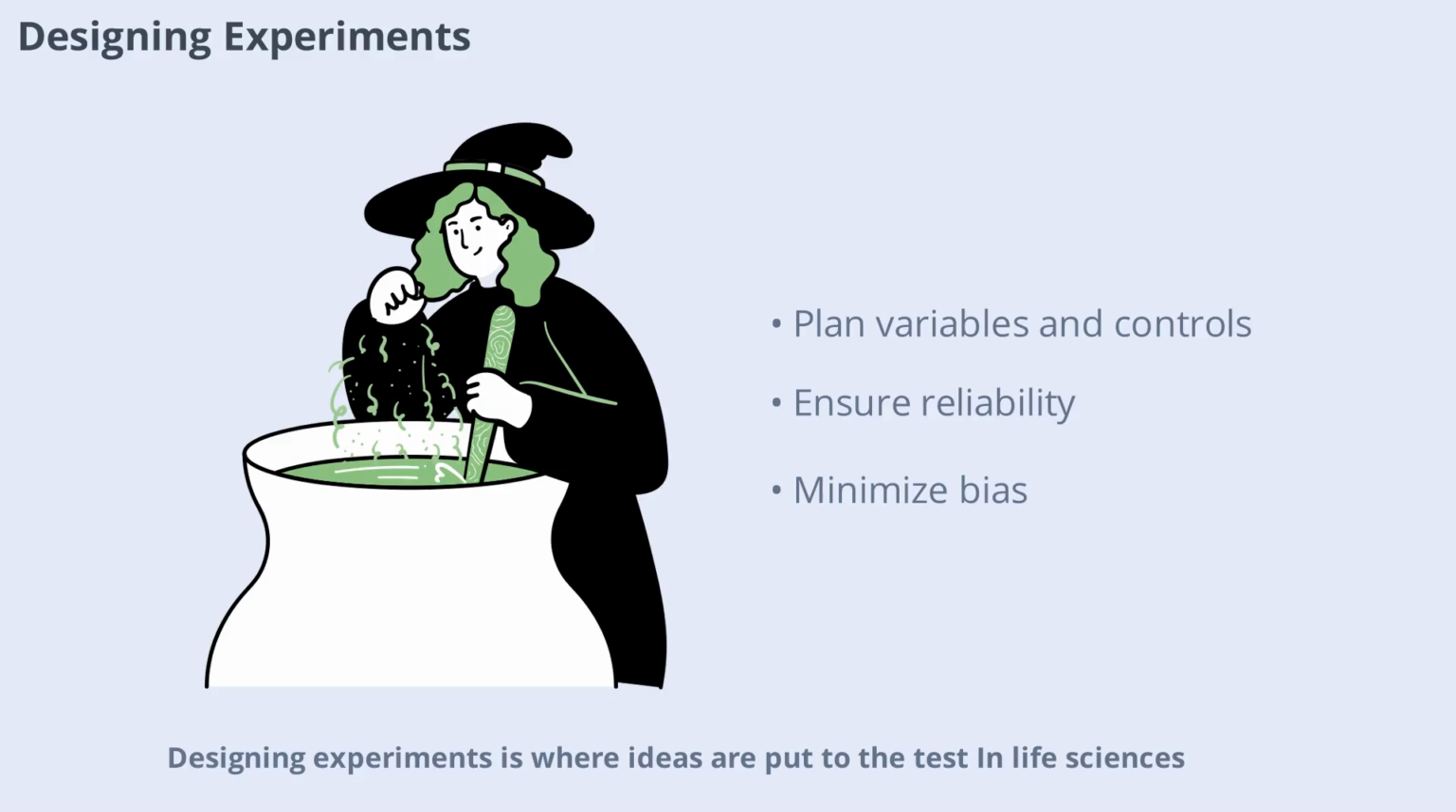Designing experiments is where ideas are put to the test. In life sciences, this means creating controlled studies to examine hypotheses. Scientists carefully plan variables, controls, and methods to ensure reliable results. For example, testing a new drug involves comparing treated and untreated groups under similar conditions.